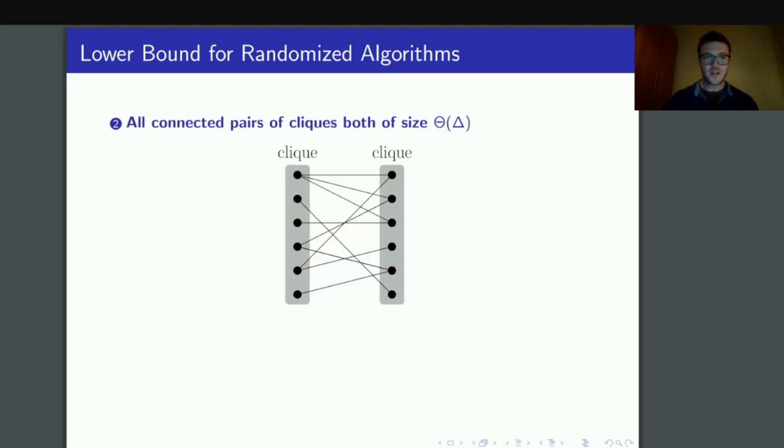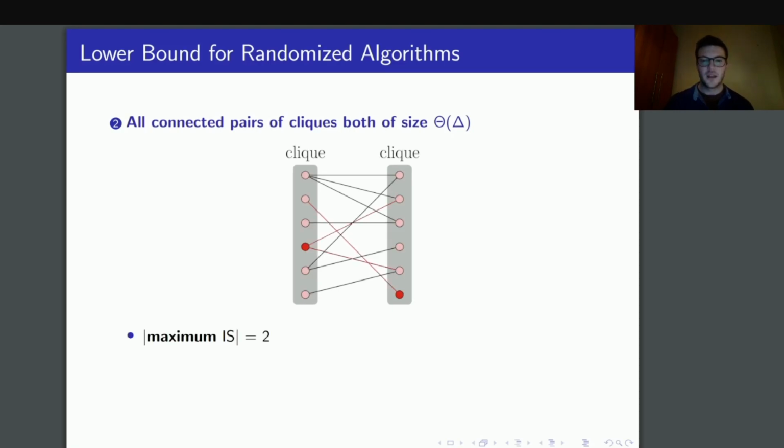For the class of all connected pairs of cliques that are both of size theta of delta, observe that any maximum independent set on any of these graphs is at most size 2, since we can choose a vertex from one clique and a vertex from another clique to be included in this independent set, as no more vertices can be included with these since they all are connected. Since the size of a maximum independent set is at most size 2, a maximal independent set returned by the oracle will also be at most size 2. And so we can only hope to learn at most one non-edge per query.